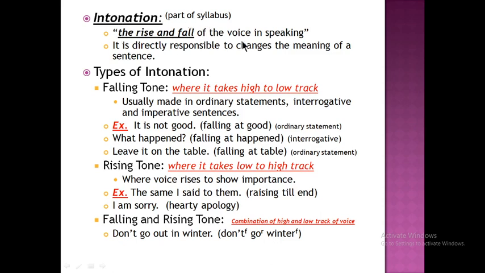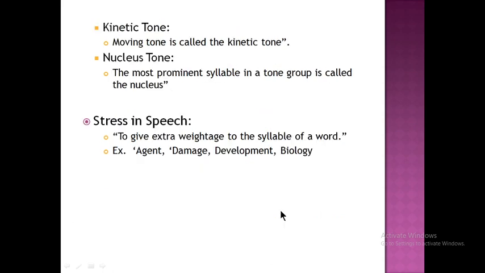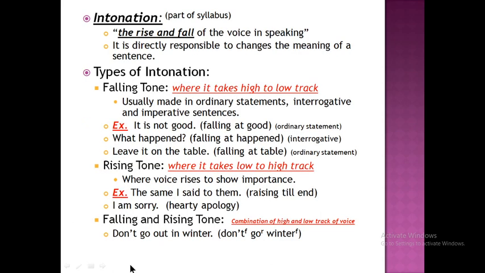So the rise and fall of the voice in speaking, that is intonation, is directly responsible for changing the meaning of a sentence. This intonation is really responsible for changing the meaning, the understanding altogether. So there are some different types of intonation. First is falling tone, rising tone, and falling and rising tone. These are the three different types. Let's understand these all one by one.